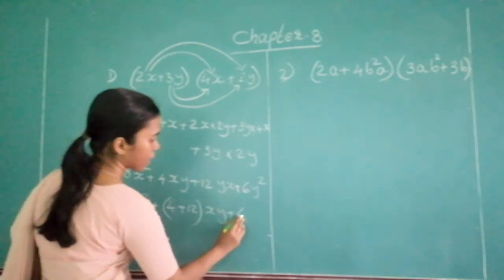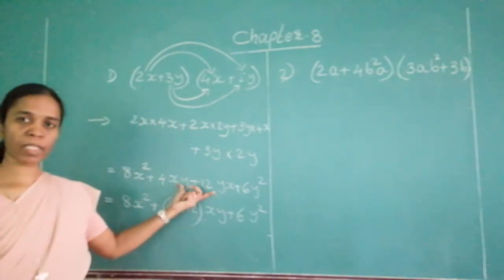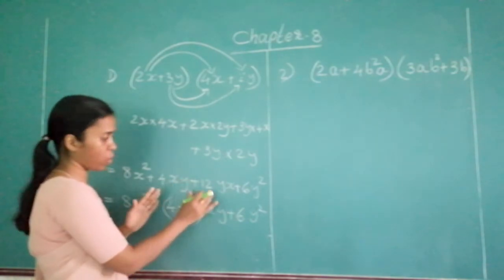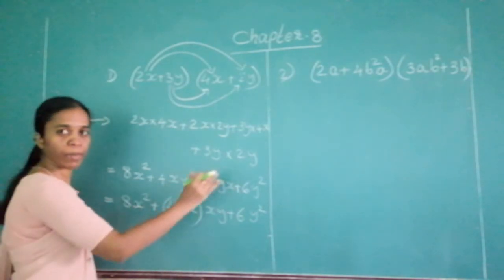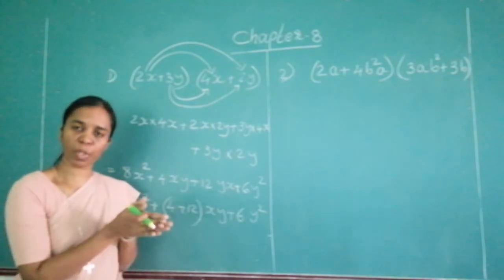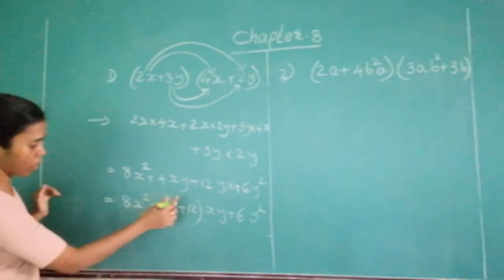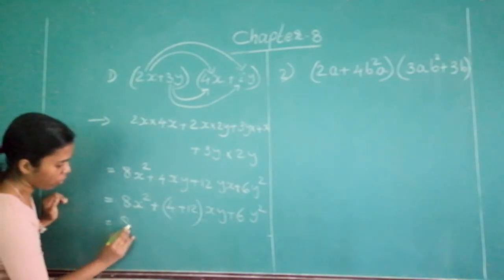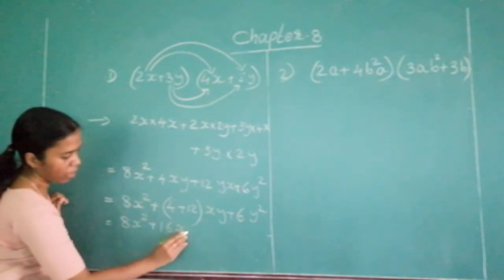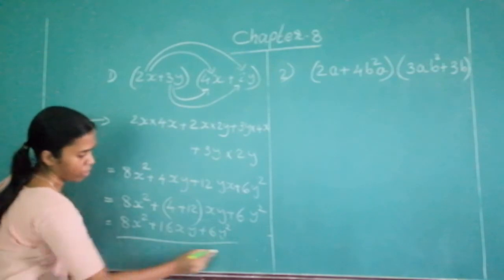xy plus 6y square. When they are like terms, this is like I have same fruits. Okay, so I can put them together. I don't have to write them again and again like 4 apples and 12 apples. I can put them together like 4 plus 12, 16 apples. That is what we are doing. This is equal to 8x square plus 16xy plus 6y square.